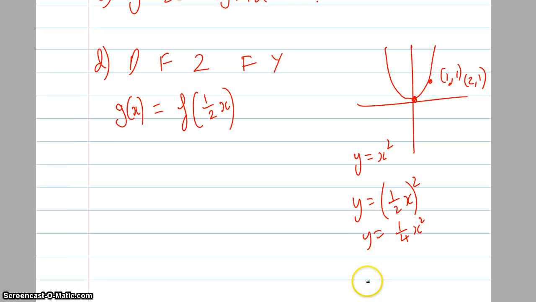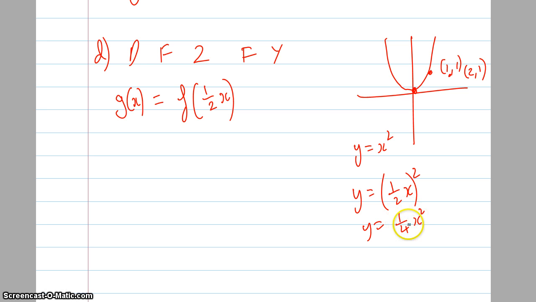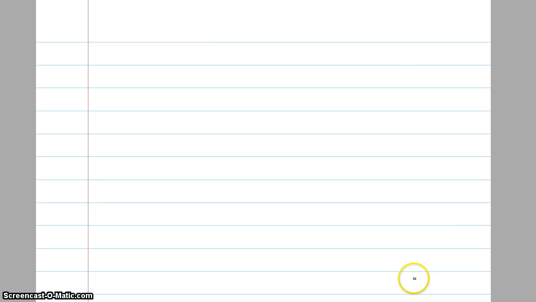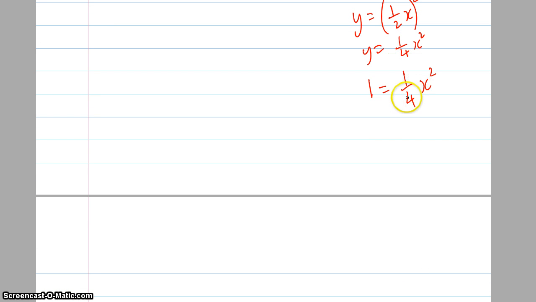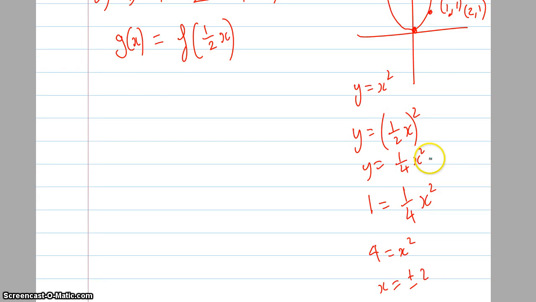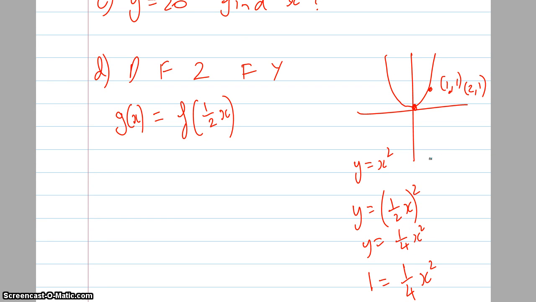Now I know that that can also be a dilation by a factor of a quarter from the x-axis, but let's just stick with this one here. We're going to say the y value is now going to be 1. Let's find out what the x value is. So 1 equals 1 on 4 x squared. That ends up becoming 4 equals x squared, and so x equals plus or minus 2. Now we wanted the plus 2. So I guess that's kind of how it works. That's the connection between the two.